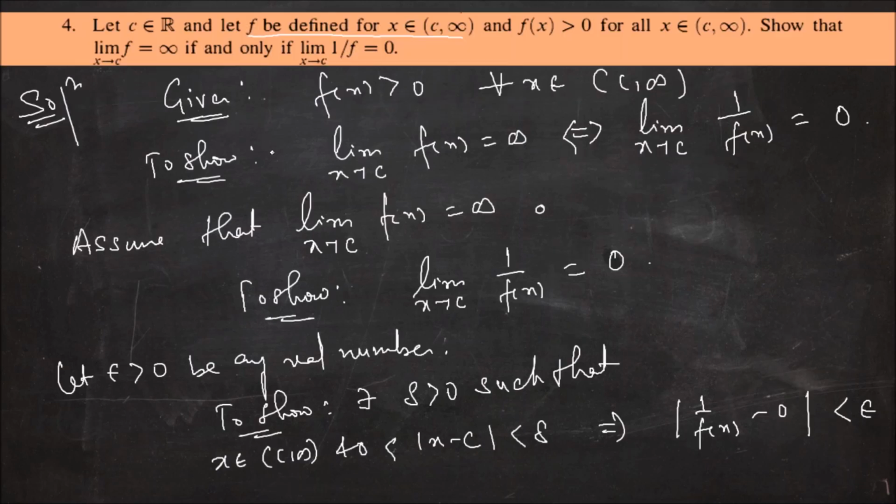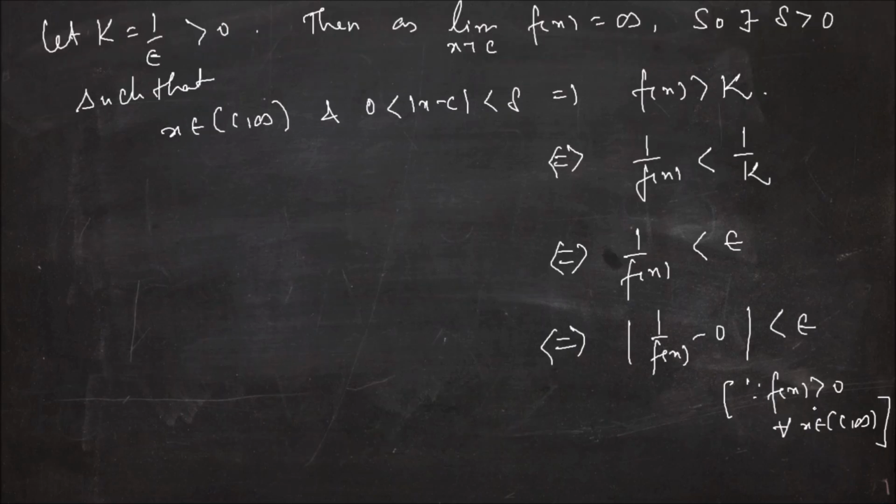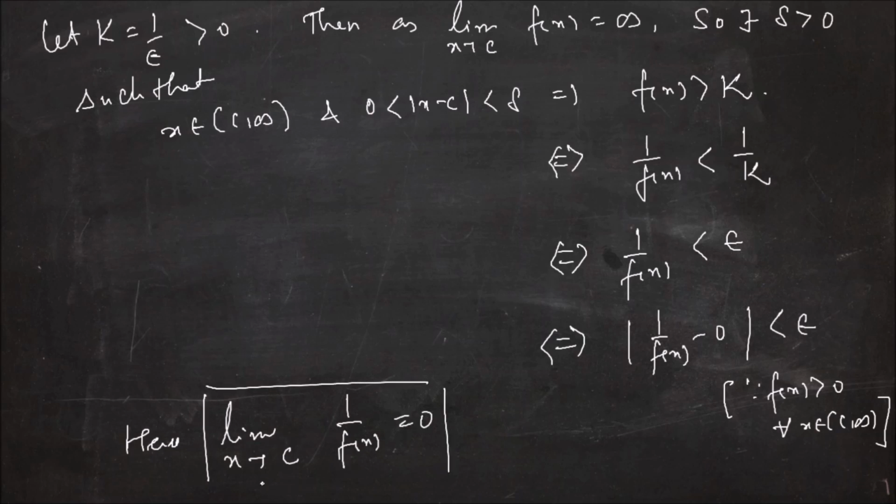This is the condition that we had to prove, that if x belongs to (c, infinity) and 0 is less than x minus c less than delta, then I should have modulus of 1 by f(x) minus 0 less than epsilon. So this is what I have proved. So hence the limit as x tends to c of 1 by f(x) is equal to 0. So this is the first part.